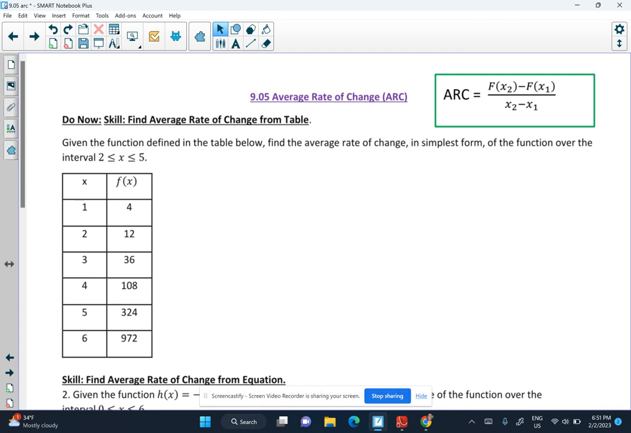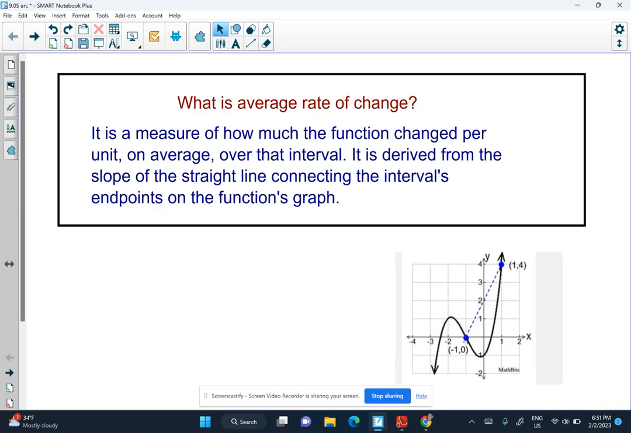Before I actually start the notes part of the lesson, I just want to go over the definition of the average rate of change. You could just follow along, you don't have to write it down. The average rate of change is a measure of how much the function changed per unit on average over a specific interval. It's derived from the slope of a straight line connecting the interval's endpoints on the function's graph.